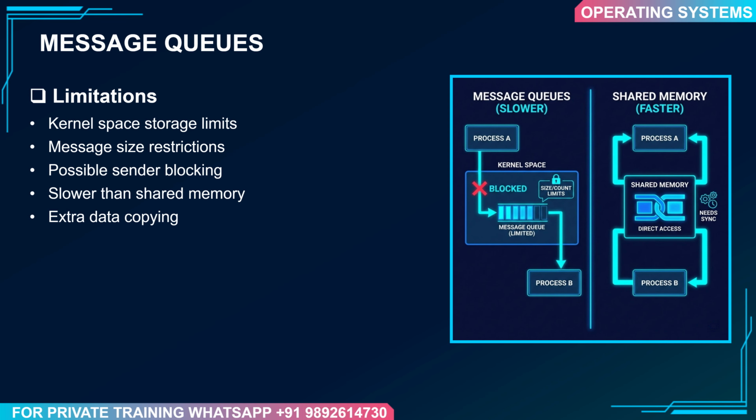There are also some limitations to message queues. Since messages are stored in kernel space, there are limits on how many messages can be stored and how large each message can be. If these limits are not managed properly, a queue can fill up and block senders. Message queues are also generally slower than shared memory because data has to be copied from one process to the kernel and then to another process. This is why in performance critical systems, shared memory is often preferred, with additional synchronization mechanisms. We will explore that in the next topic.